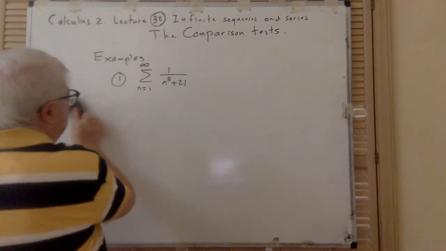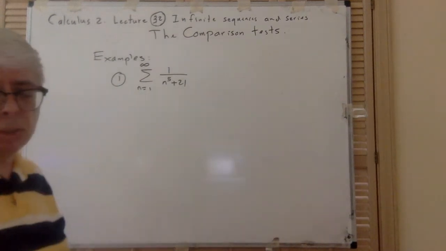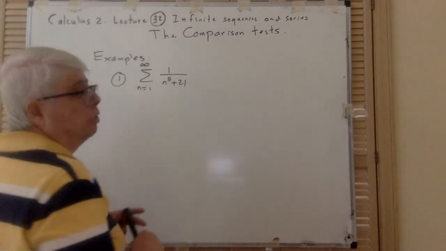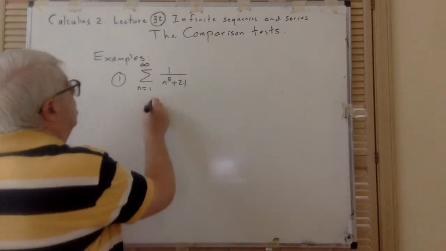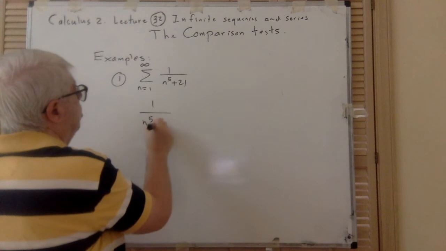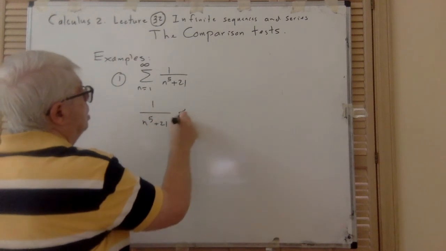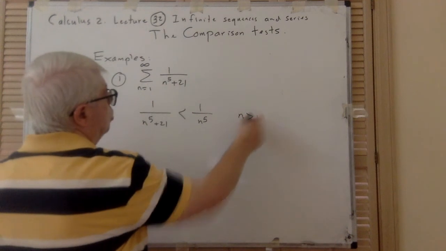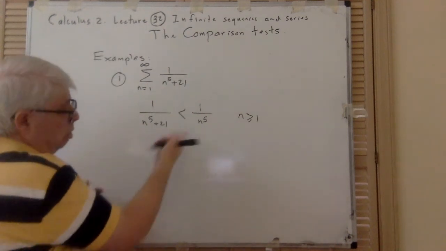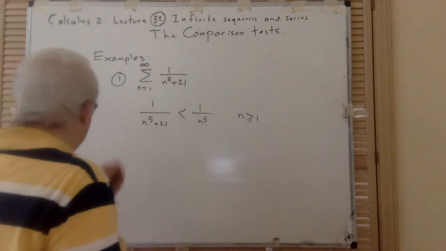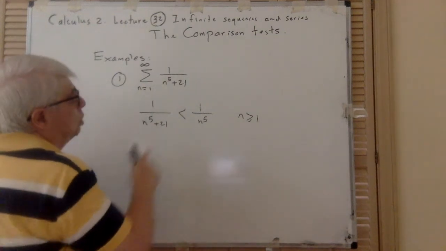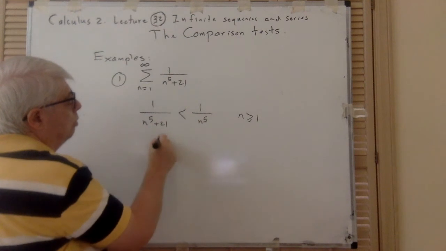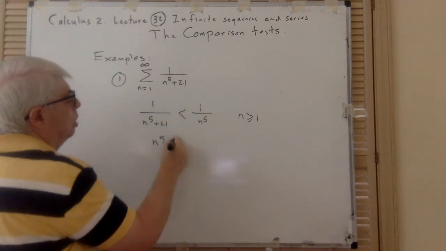But then I look at this and see that maybe I can compare this with 1 over n to the power p. In fact, I can. So 1 over n^5 plus 21 is less than 1 over n^5, for n bigger than or equal to 1, right? It's not even equal, it's less than. Why is it? Since they are both positive, we can just cross multiply. If I cross multiply, I will get n^5 here, and this one here.